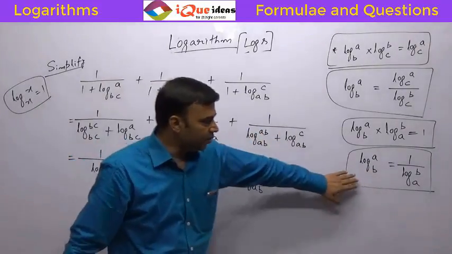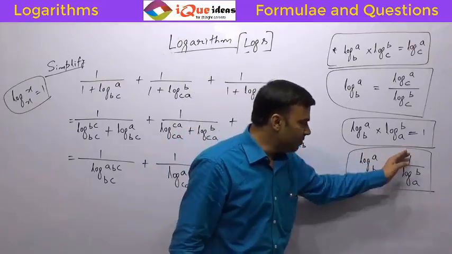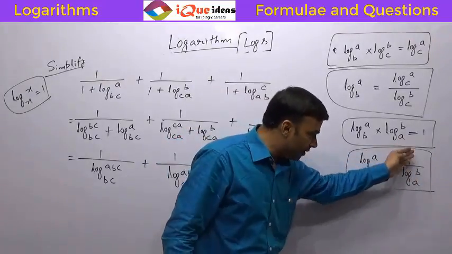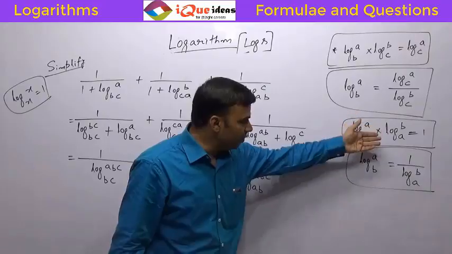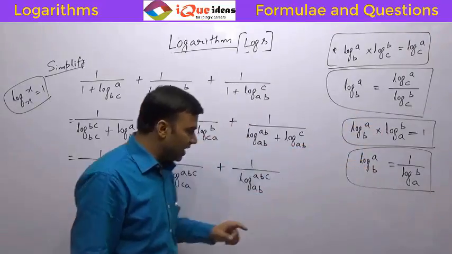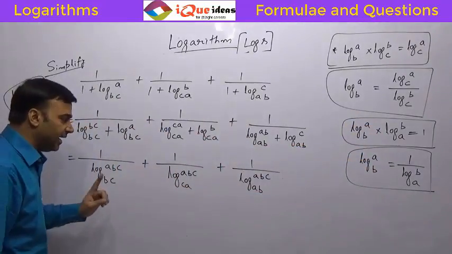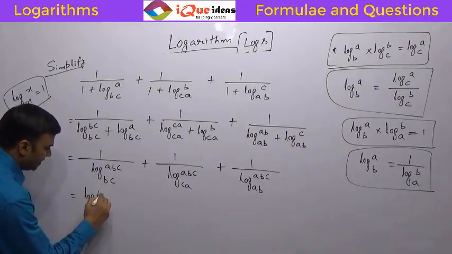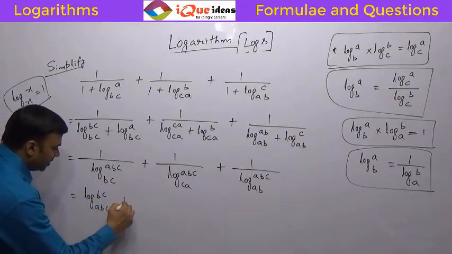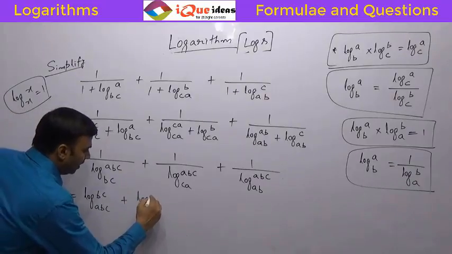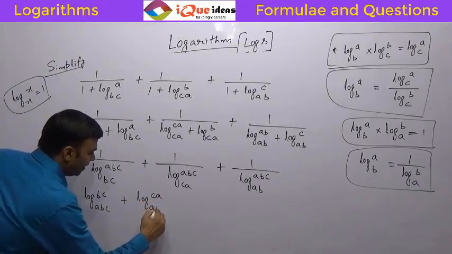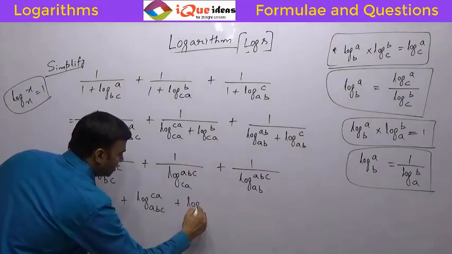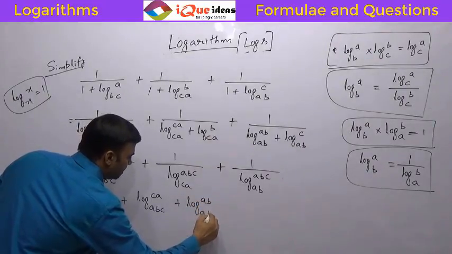Now we apply this rule: log A to the base B is equal to 1 by log B to the base A. That means 1 by log B to the base A, when it goes in the numerator, becomes log A to the base B. So the number and the base get interchanged. So the first one becomes log BC to the base ABC. The second one becomes log CA to the base ABC. Plus the third one becomes log AB to the base ABC.